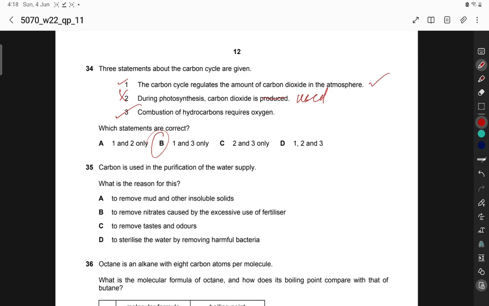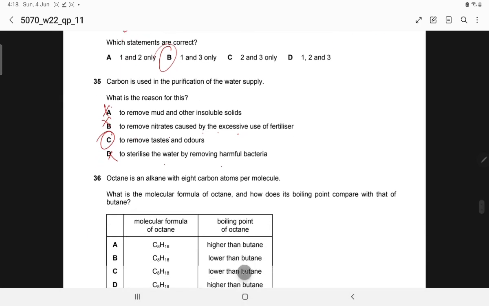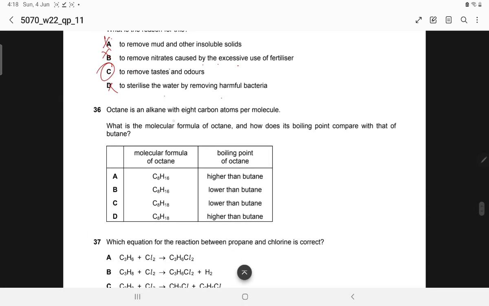Carbon is used in the purification of water supply. What is the reason for this? To remove mud and other insoluble solids? No. To remove nitrate caused by the excessive use of fertilizers? No. To remove tastes and odors. This is the best option. To sterilize water, chlorine is used to sterilize water by removing harmful bacteria.